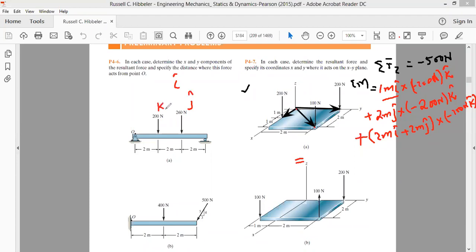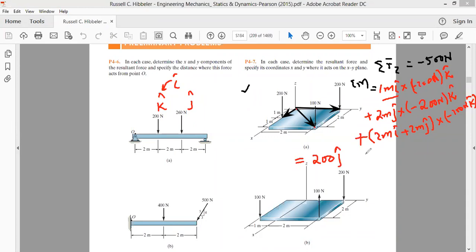We know first the moment, it is 1 into 200, minus 200, that is 200. Unit will be Newton meter, which we'll write later on. It is I cross K. As far as I cross K is concerned, you are coming in a cyclic form. I cross K is minus J. So minus minus will be plus. So it will be 200 J cap Newton meter.